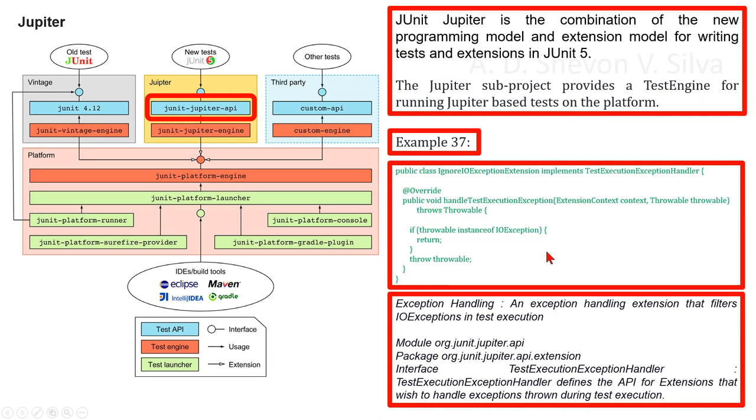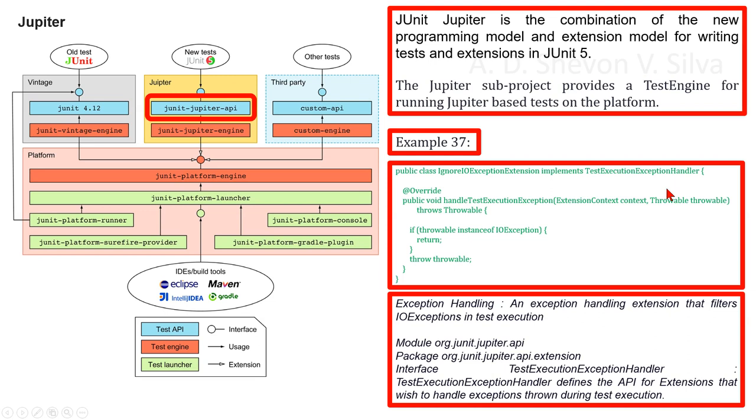Now we are considering exception handling, an exception handling extension that filters the IOException in test execution. The interface TestExecutionExceptionHandler in package org.junit.jupiter.api.extension in module org.junit.jupiter.api defines the API for extensions that wish to handle exceptions thrown during test execution. Exceptions thrown during test execution may be intercepted and handled accordingly before propagating further, so certain actions like error logging or resource releasing may be defined in specialized extensions.